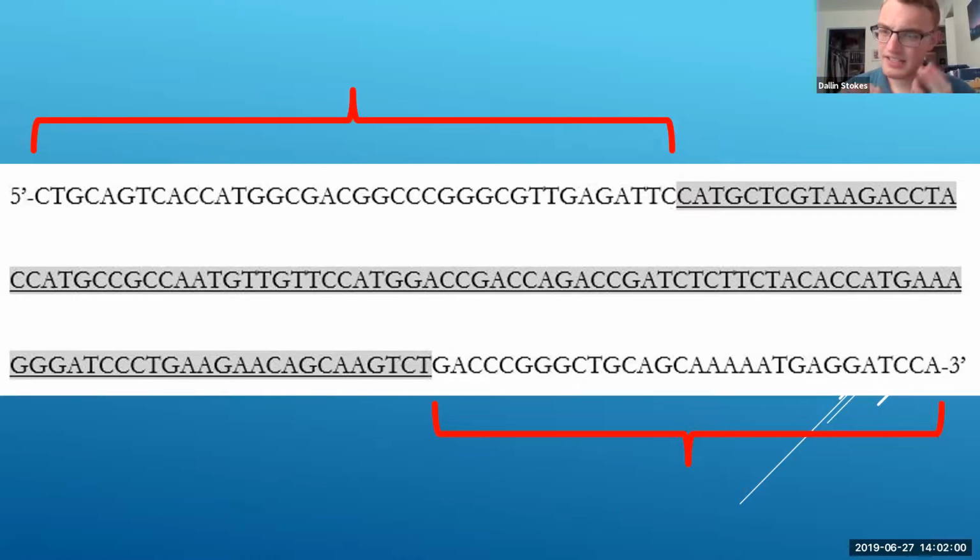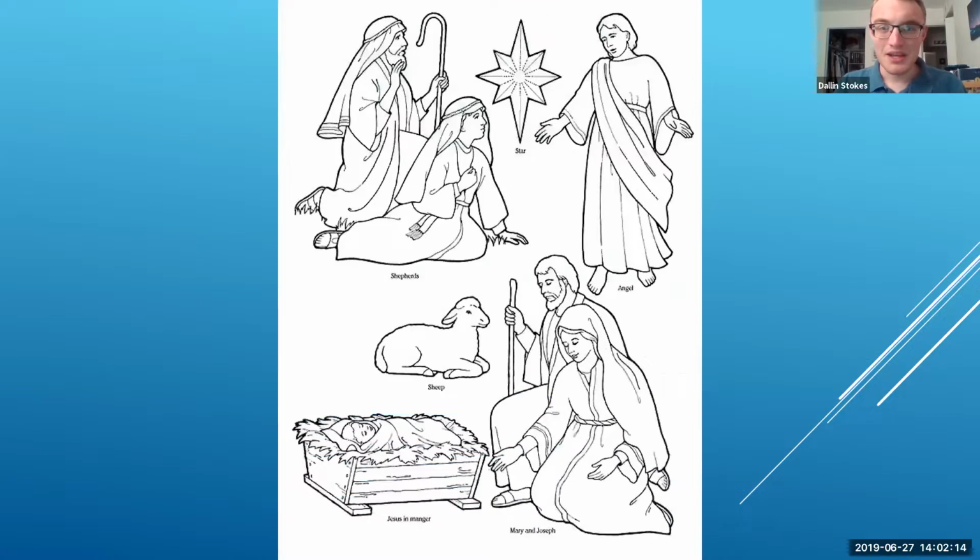Because if the gray area is the gene, why would I want to cut in the white? Well, think about it. If you cut in the gene, it's going to break the gene. Remember, if you chop a gene in half, it's not going to work. Think of it like this. You know how when you go to primary, when Christmas or Easter or anything like that comes around, they give the kids a little coloring sheet like this, and then you have to cut it out and paste it onto a stable and make the Christmas scene.